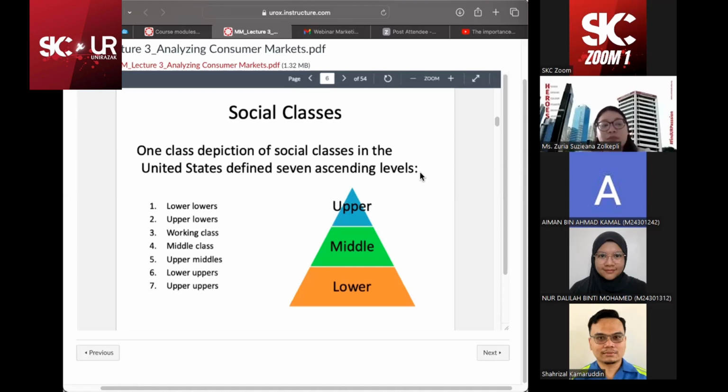You have to determine first what kind of product you want to introduce, and then later decide which target market, which classes.